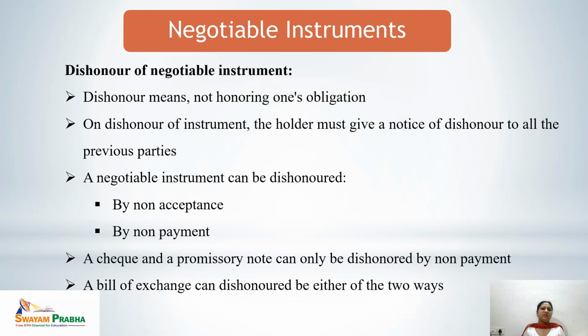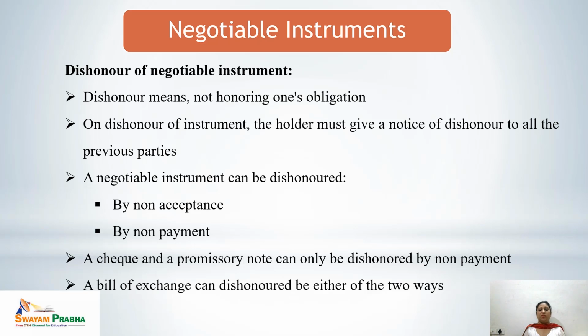Next, let's discuss dishonor of a negotiable instrument. What do we mean by dishonor? Dishonor means not honoring one's obligation, not performing. That means not honoring, not performing one's obligation is known as dishonor. So on dishonor of an instrument, the holder must give a notice of dishonor to all the previous parties that I am not going to perform, that I am not able to perform.